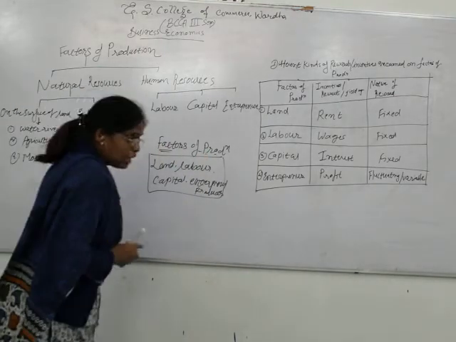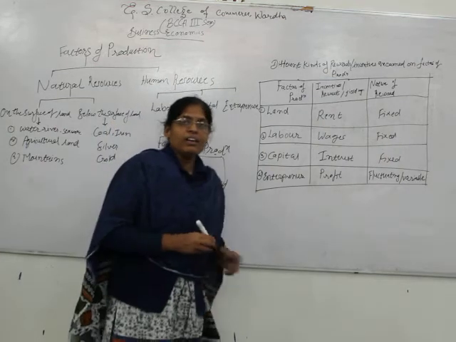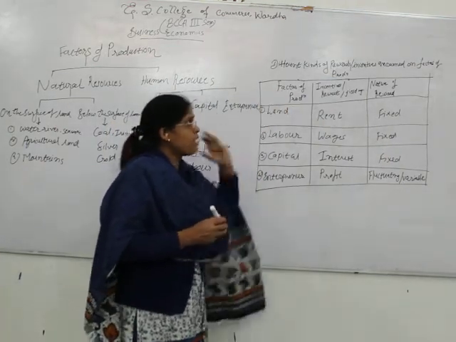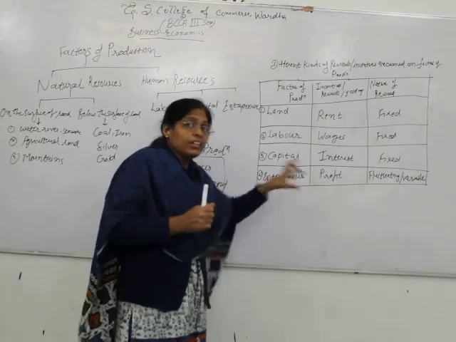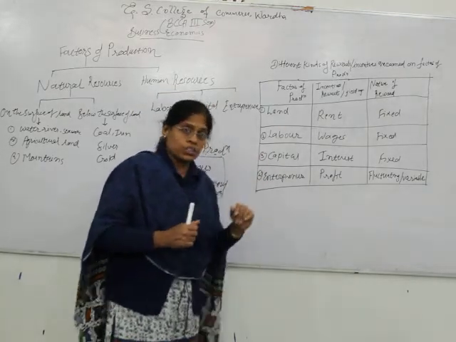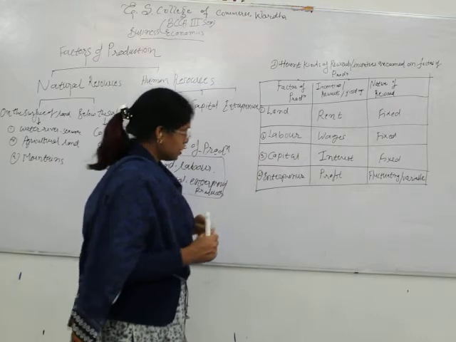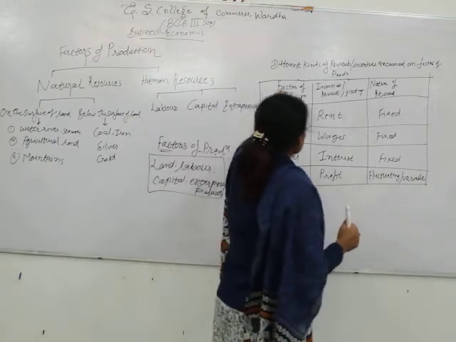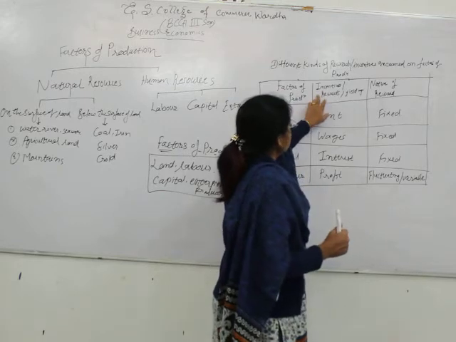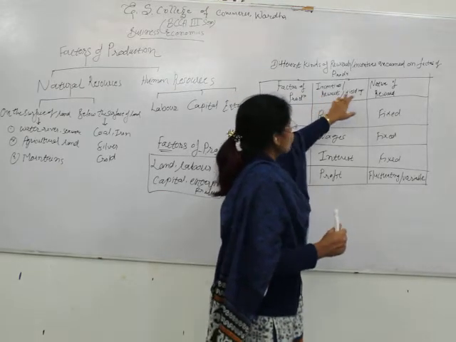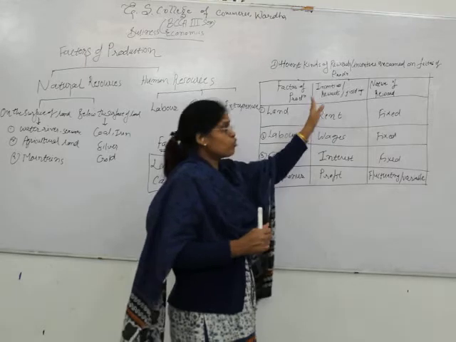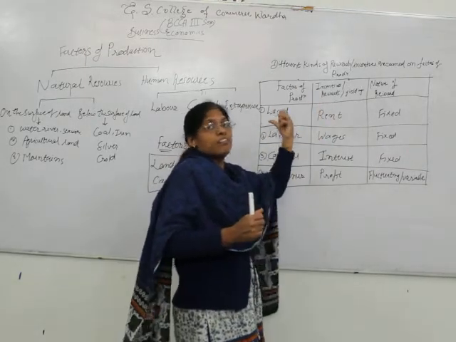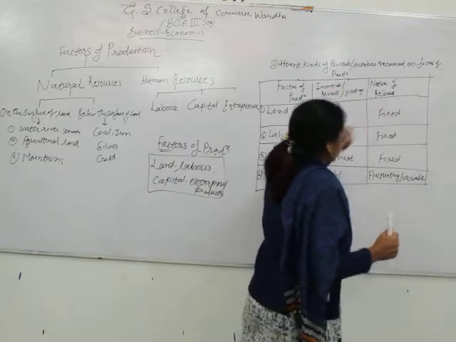But the incentives or rewards which are earned with the help of these factors of production, that we are going to see here. We have made this table with three columns. First is factors of production, second is incentives or rewards or yields on these factors of production, meaning what can be earned with the help of this factor. Then the nature of that reward.